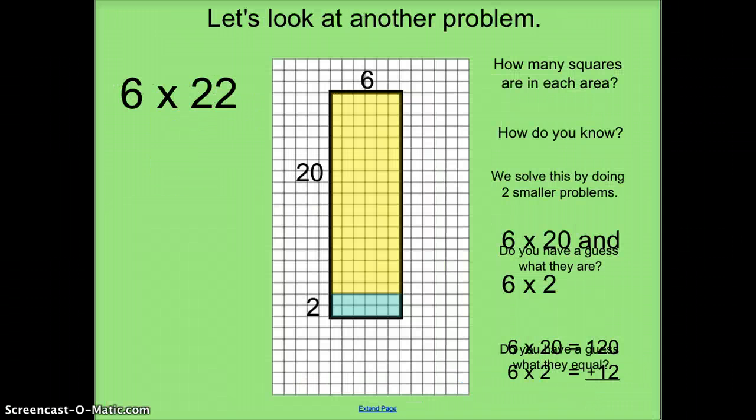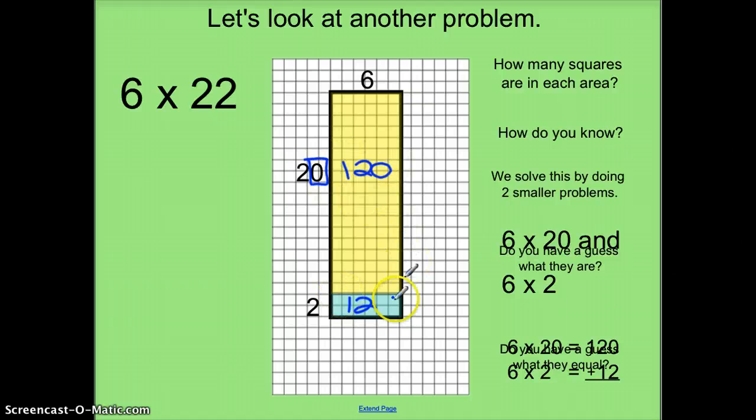Let's look ahead. Here's a problem. The problem is 6 times 22. So here's the 6, and this factor was expanded into 20 plus 2. And the first thing I'm going to do is figure out what fact is represented here. So this is going to be 6 times 2 equals 12, and we'll add that 0 in. Now here on the bottom, we just have 6 times 2 is 12, so there should be 1, 2, 3, 4, 5, 6, 7, 8, 9, 10, 11, 12 squares.